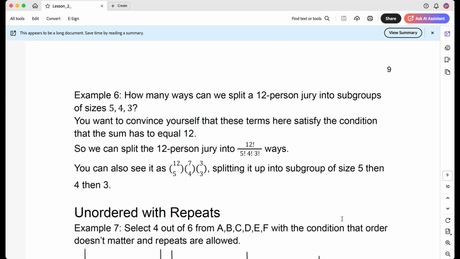All right, coming back to the harder counting situation that we skipped in lesson 1, unordered with repeats. We'll take a look at that here. We're going to select 4 out of these 6 letters here. The order doesn't matter, but repeats are allowed. We could select 4 copies of B, or 2 copies of D, 2 copies of E, and 2 copies of F. So we're allowed to take repeats here, but the order doesn't matter.